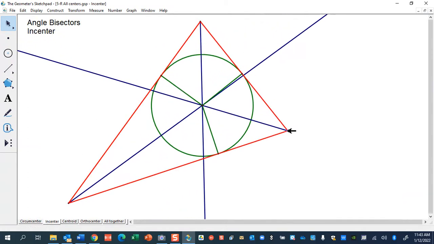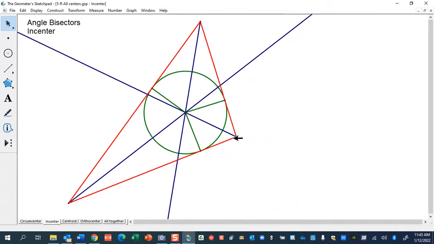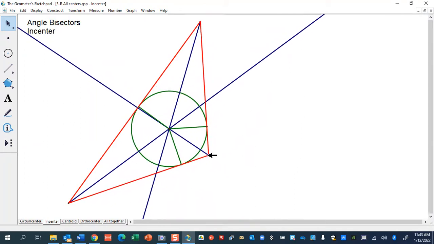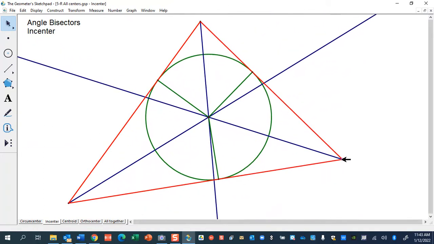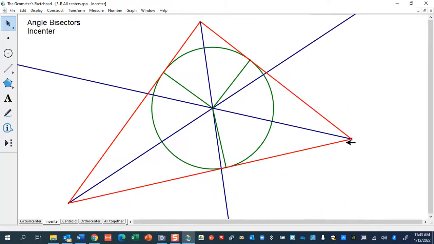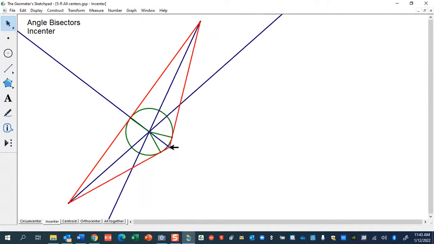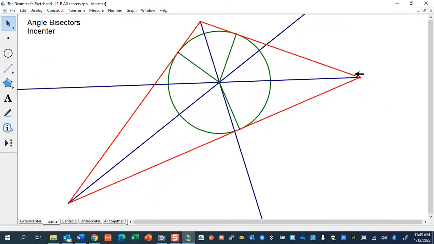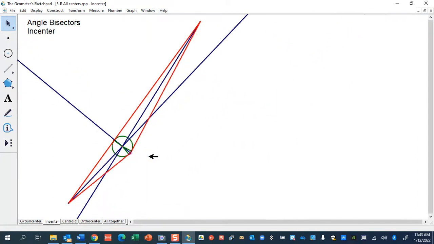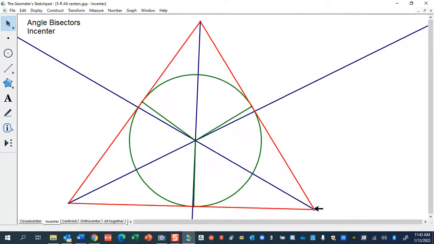The red triangle is the one you're watching. The blue lines are my angle bisectors. The green lines are my distance to the sides of the triangle. And see how that circle is inside now? That's my incenter. No matter what I do, whether I have an obtuse triangle or an acute triangle, that incenter is always where? Inside.